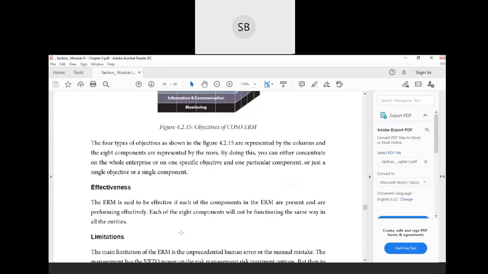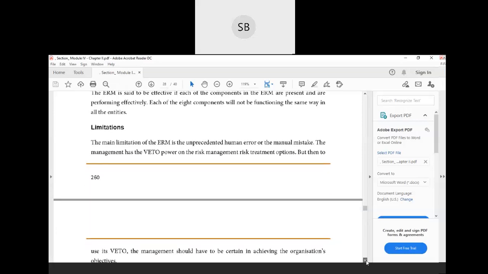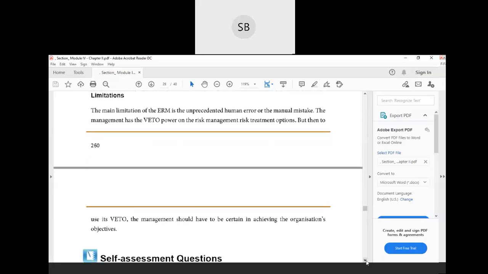The last one is the disadvantages, or limitations we can say, since limitations are not only disadvantages. The main limitation of the ERM is unprecedented human error or manual mistakes. That means it cannot take into account the manual mistakes made by humans. Also, the management has veto power on the risk management and risk treatment options. But to use this veto, the management has to be certain in achieving the organization's objective. So these are the limitations and effectiveness of this ERM.